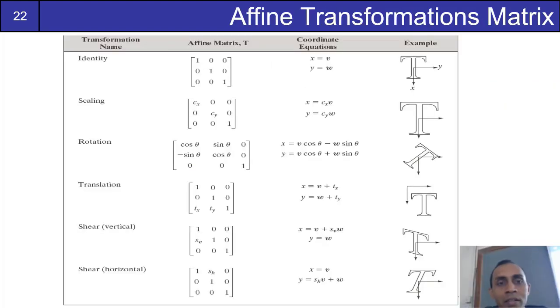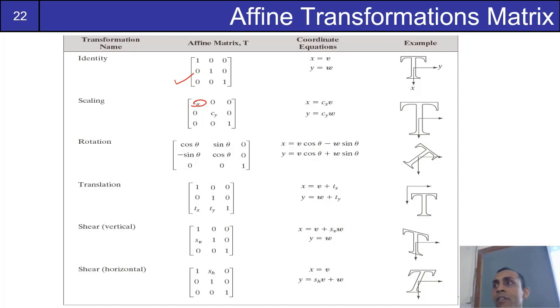So these are standard transformation matrices. This is an identity matrix. Basically, if you multiply it with this, there will be no change in the transformation. If you want to scale up in x direction or y direction, then the transformation matrix that you can choose will take this form.